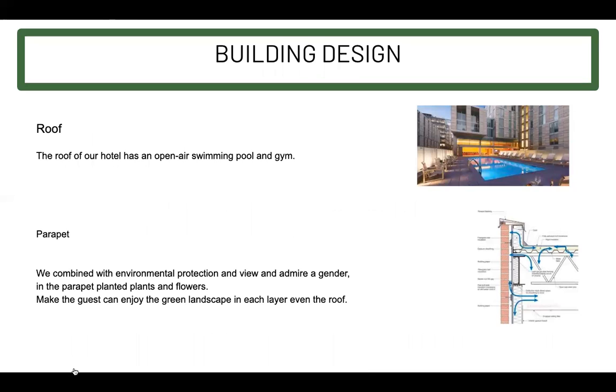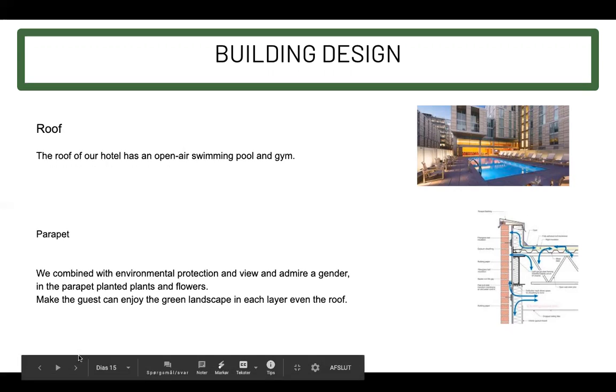For our building design, the roof of our hotel has an open-air swimming pool and gym. The parapet combines with environmental protection, with plants and flowers planted in the parapet, so the guest can enjoy the green landscape on each layer, even the roof.